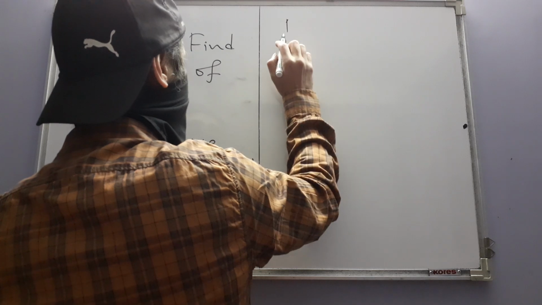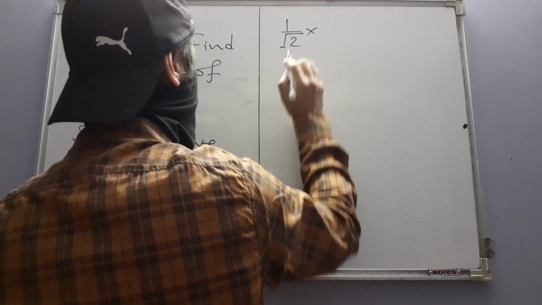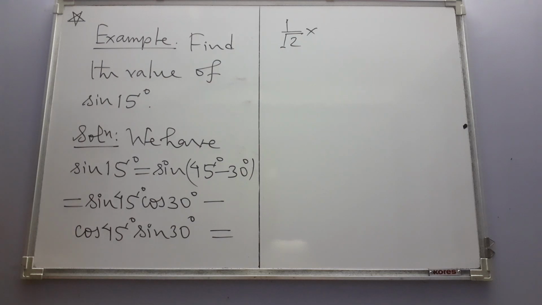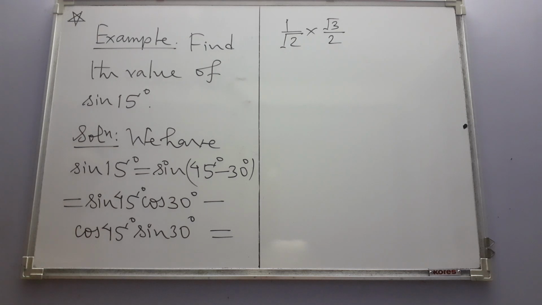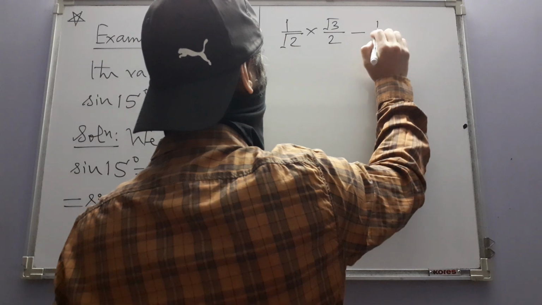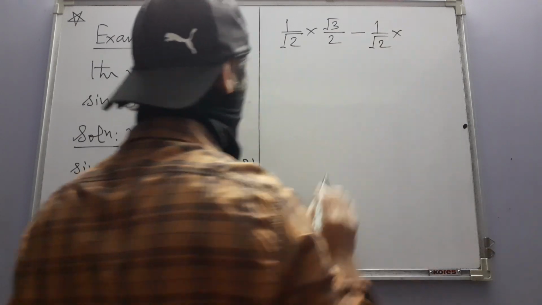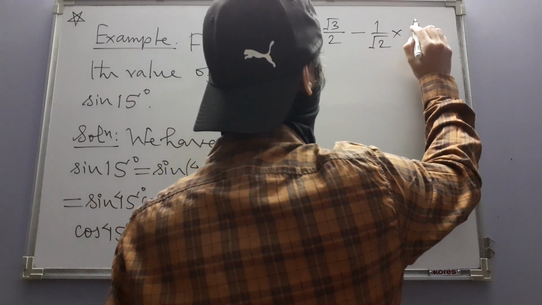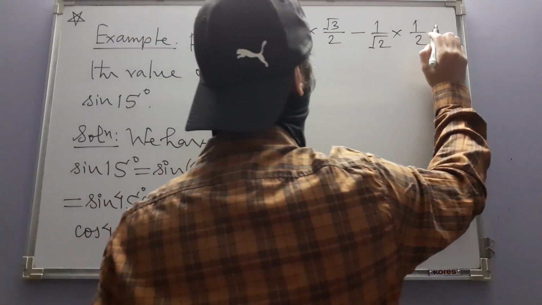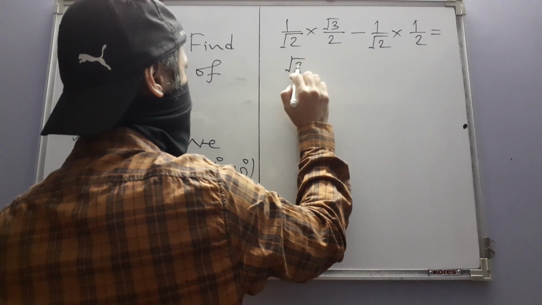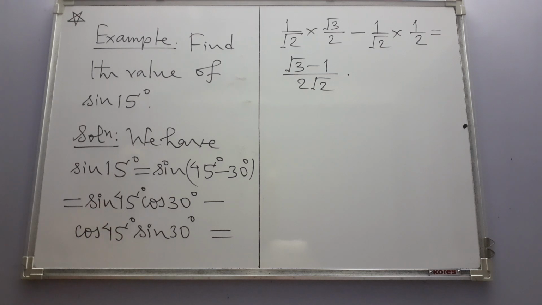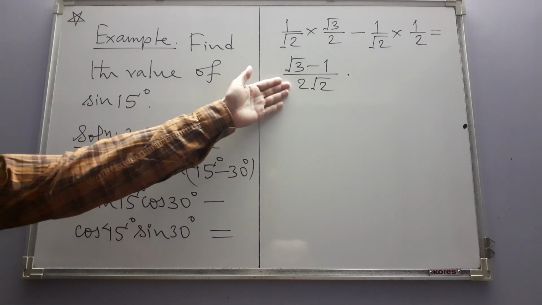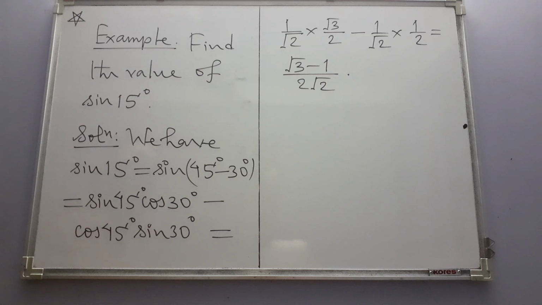Sin 45 degree is 1 over square root of 2. Cos 30 degree is square root of 3 divided by 2. Cos 45 degree is also 1 over root 2. And sin 30 is 1 over 2. So this equals square root of 3 minus 1 divided by 2 root 2. If you want, you can do some things to this, but let me keep it like this.